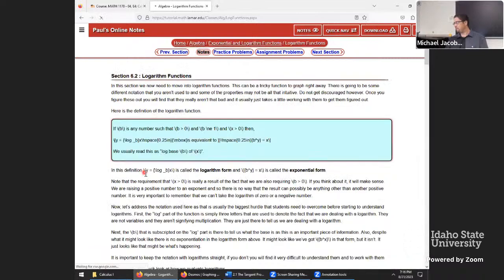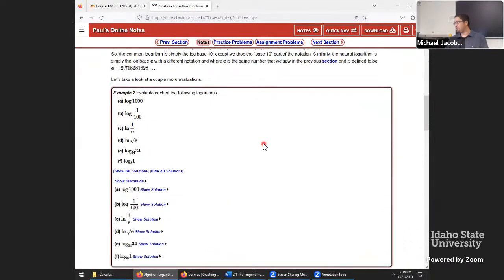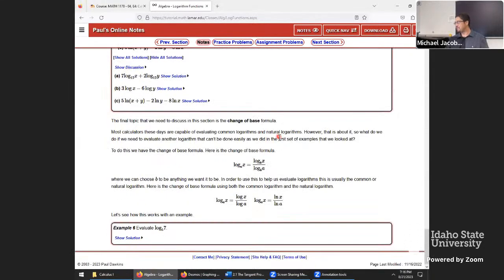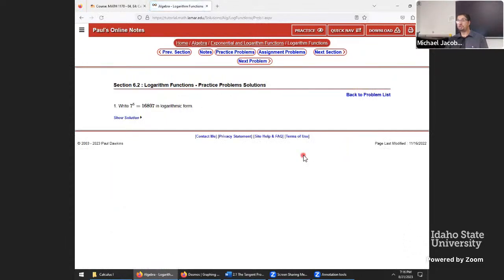Let's see, what does he have? Logarithm functions. They'll give you a discussion on what they're all about. They'll probably eventually show you some formulas you might need. And on all these things, you can go to the very bottom. Let me move some things around. Oh, no, it's up at the top. You can click on practice problems and just get more and more practice on this website with solutions built in.